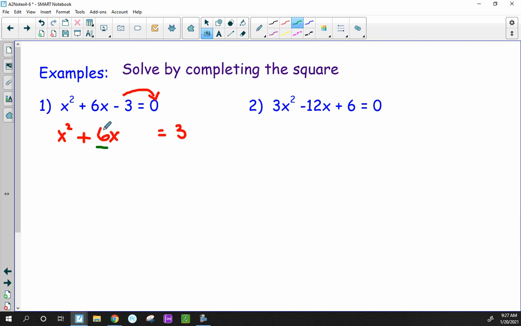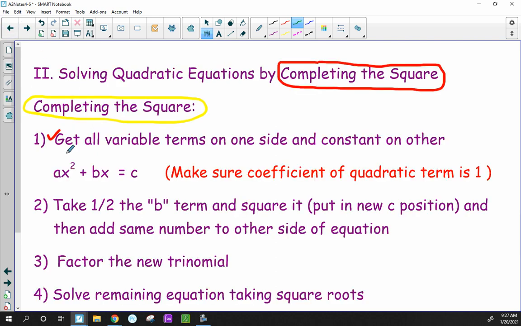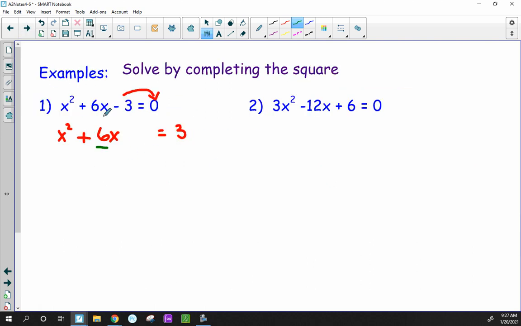Just pick up the number, and in your head, either do 6 times 1/2, or it's essentially the same as 6 divided by 2, which I think is easier. So 6 divided by 2 is 3. And then according to your steps, it says after you take half the b term, you square that new number. Okay, so let's go back. 6 divided by 2 is 3. 3 squared, 3 raised to the second power, is 3 times 3, which is 9.